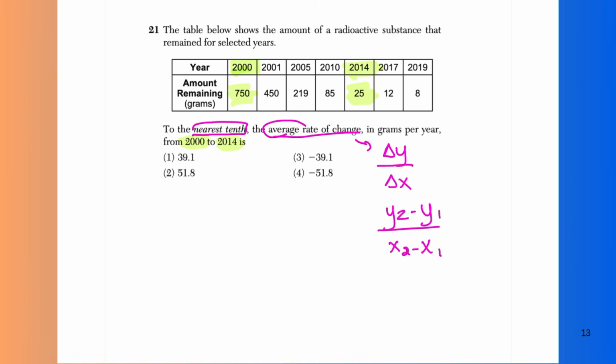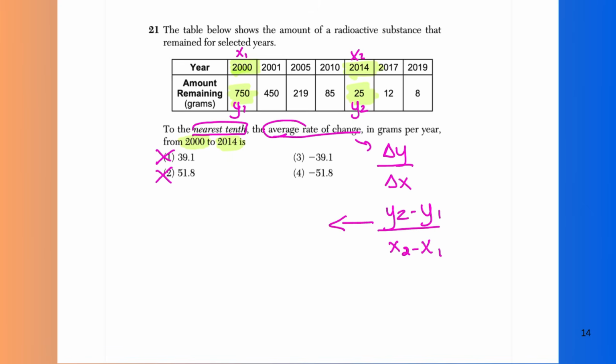Now notice that as the years are increasing, the amount remaining is decreasing. So that indicates a negative slope or a negative rate of change. So I'm going to cancel out answer choices 1 and 2 because those are positive. So now let's go ahead and substitute our x and y values. So I'm going to call this my x1, y1, and this will be my x2, y2.